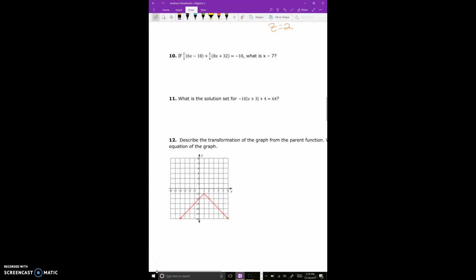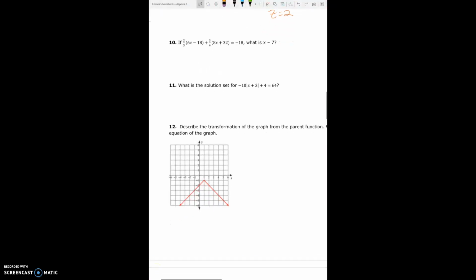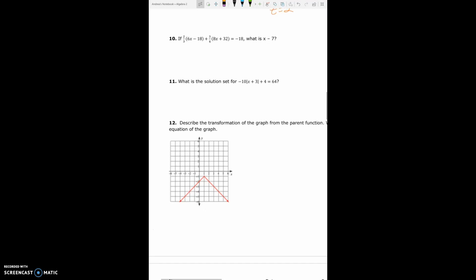So I'm going to continue on number 10. And here, notice it says, if 2 over 3 times 6x minus 18 plus 3 over 4 times 8x plus 32 equals negative 18, what is x minus 7? So one thing I could do is take all of this and put it in InSolve to get what x equals. Since I don't have a calculator, I'm going to just have to figure that out on my own. So I'm going to distribute 2 over 3 times 6x.